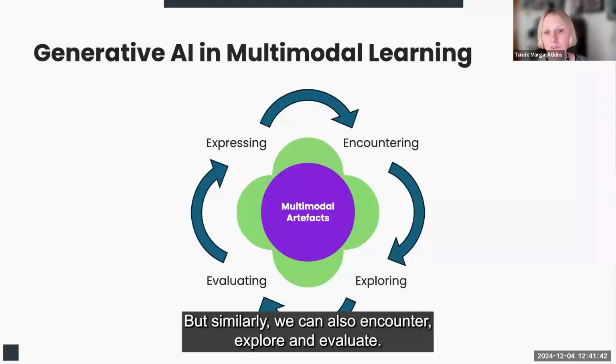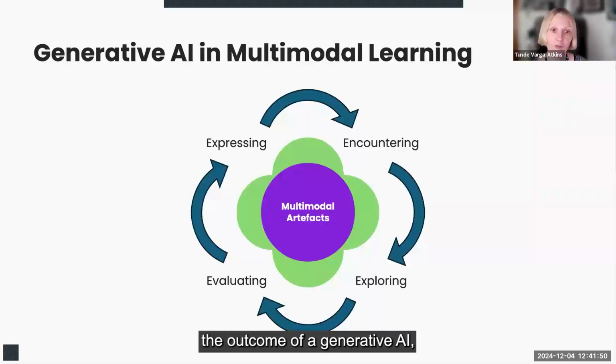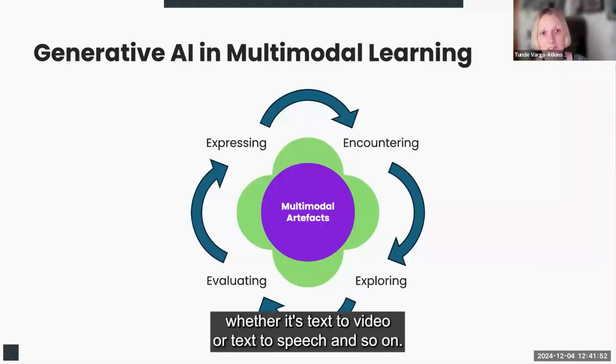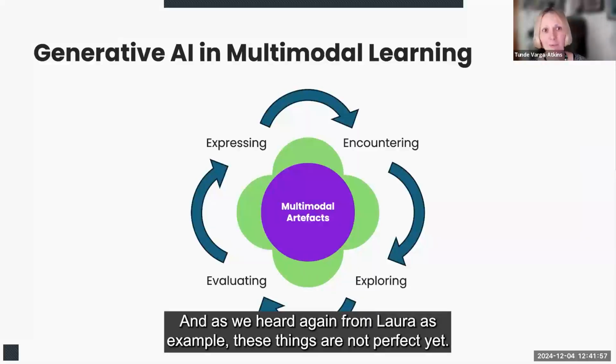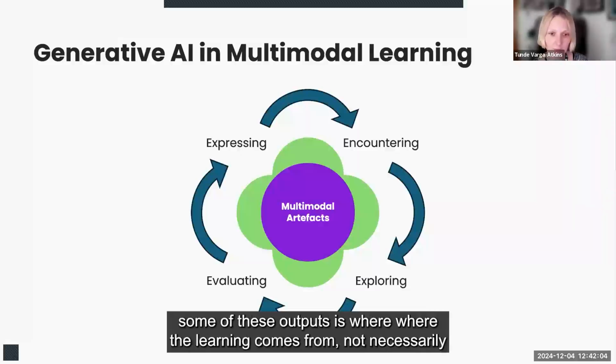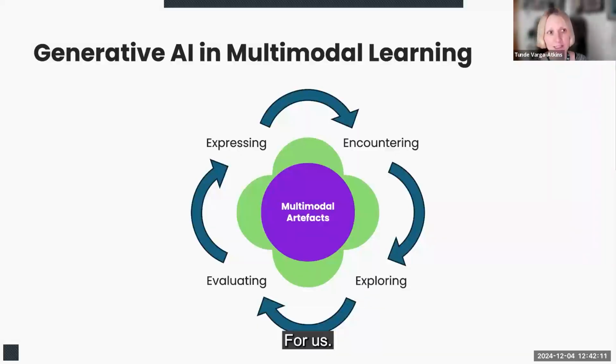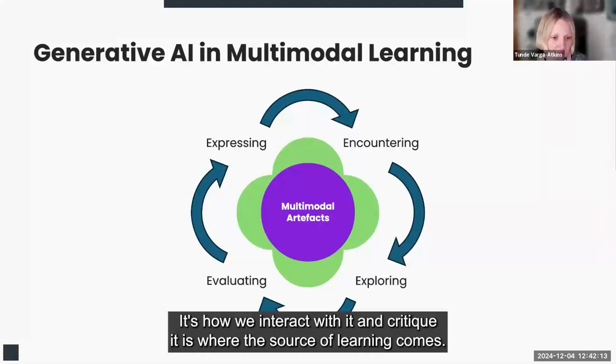But similarly, we can also encounter, explore and evaluate, get our students to do these and maybe critique the outcome of a generative AI, whether it's text to video, text to speech, and so on. And as we heard again from Laura's example, these things are not perfect yet. So it's very valid to get our students to critique some of these outputs. That is where the learning comes from, not necessarily the expectation that generative AI will just do it for us. How we interact with it and critique it is where the source of learning comes.